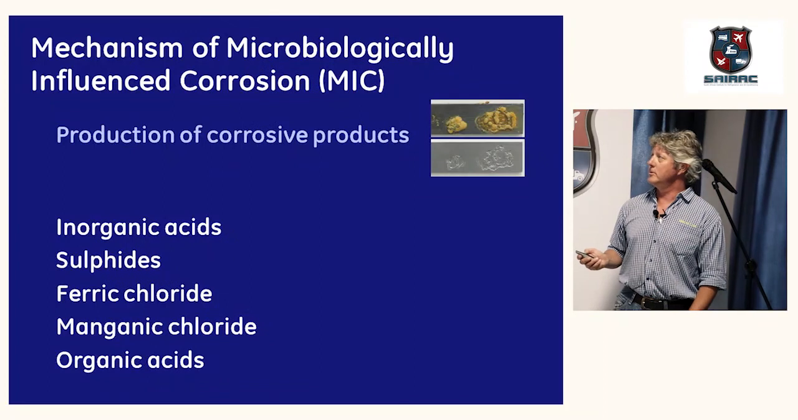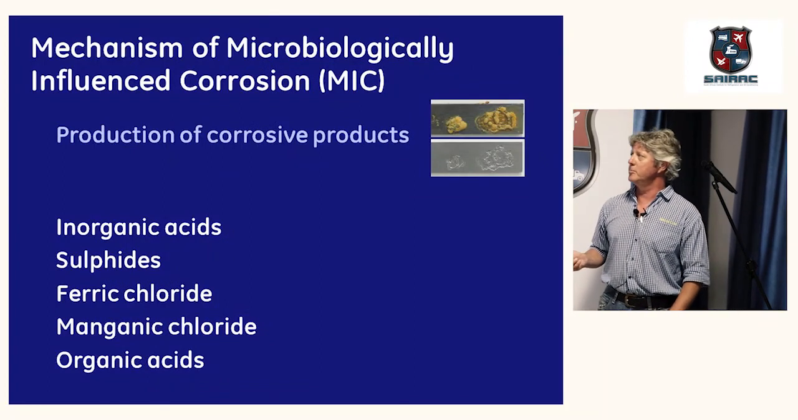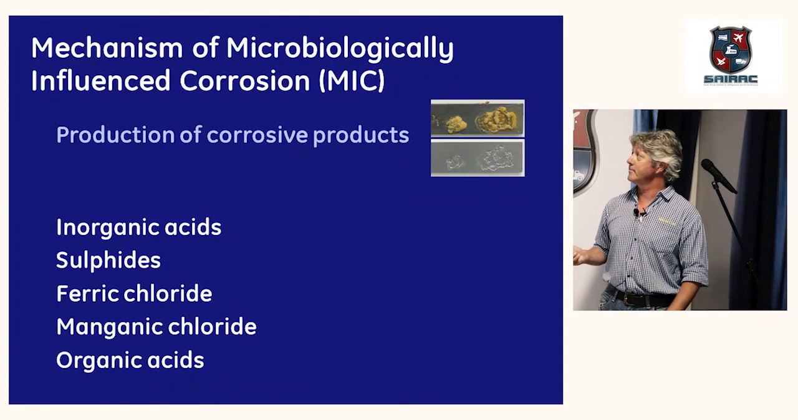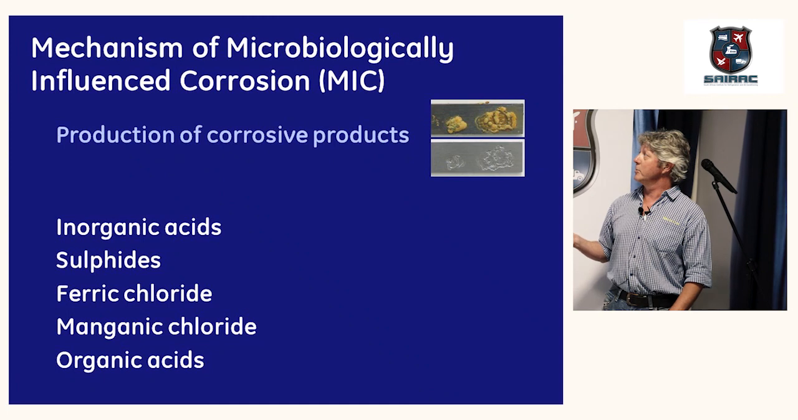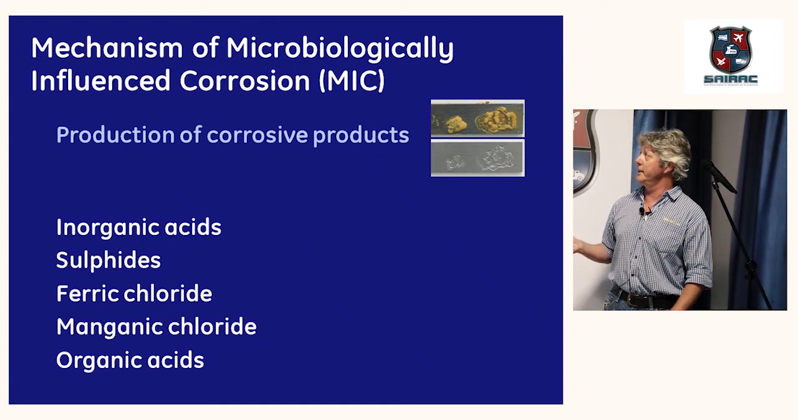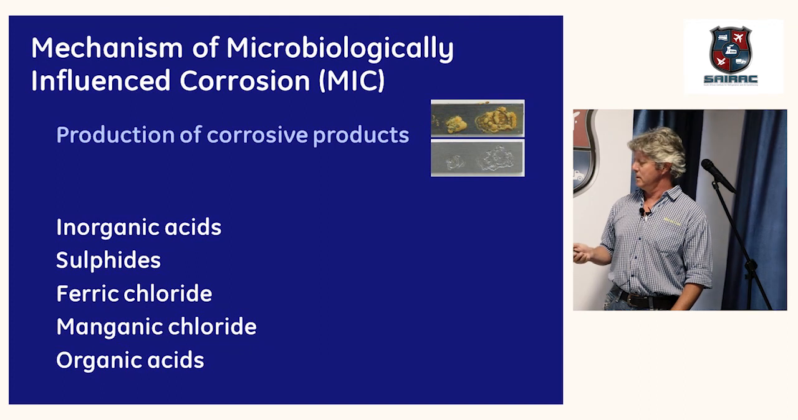Okay, so you get your slime layer, and it produces corrosive products. That is just a little metal plate taken out of a system. That's what it looks like. And once it's been cleaned, you can see underneath there, it's been nicely eaten away.